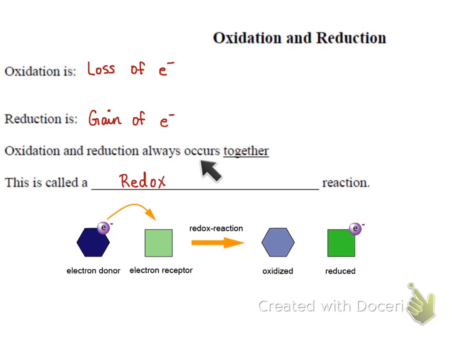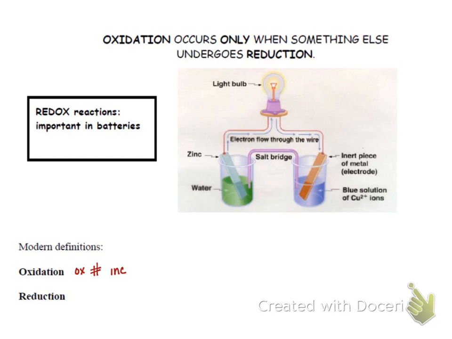Oxidation and reduction always happen together at the same time, so when they happen in one reaction, we call it a redox reaction because it's reduction and oxidation. So there's an electron acceptor and an electron donor, so then the reaction happens and the electron donor gets oxidized and the electron acceptor gets reduced. So oxidation only occurs together with reduction.